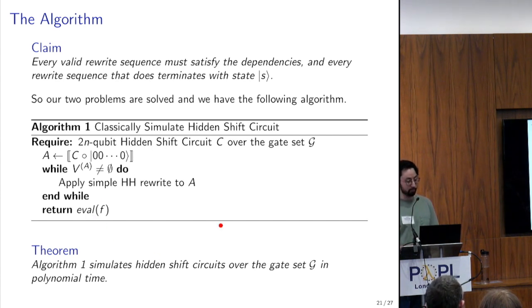And so the theorem is, algorithm 1 simulates a hidden shift circuit over gate set G in polynomial time. And this is generic in the sense that there's no analysis of an algorithm that happens here, and in principle this can be done with any circuit, just without a guarantee of efficiency.